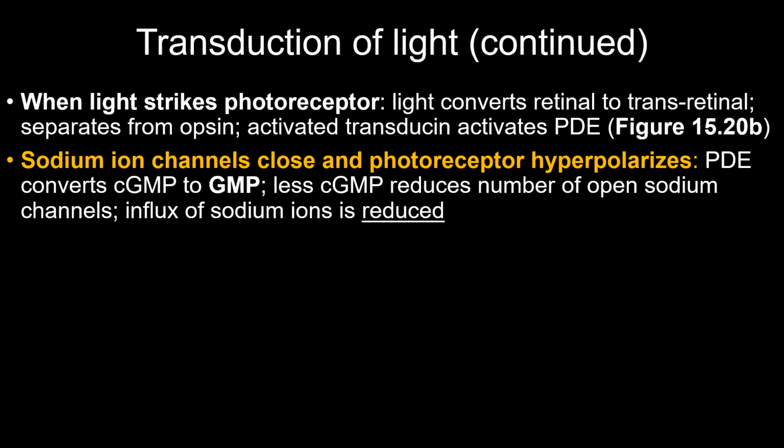Well, after the PDE is active, the sodium ion channels close, and the photoreceptor begins to hyperpolarize. When the PDE is activated by transducin, PDE catalyzes the conversion of cGMP into just regular GMP. With less cGMP available, those sodium ion channels are not going to be bound and opened anymore. So they're going to close and reduce the influx of sodium ions. The membrane potential now becomes more negative than it was at rest, and is thus hyperpolarized.